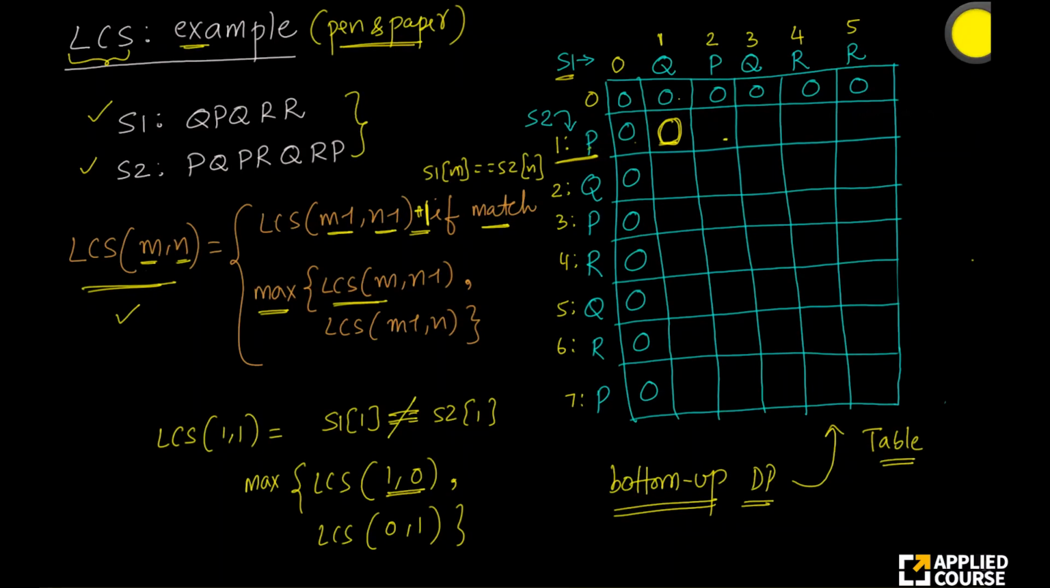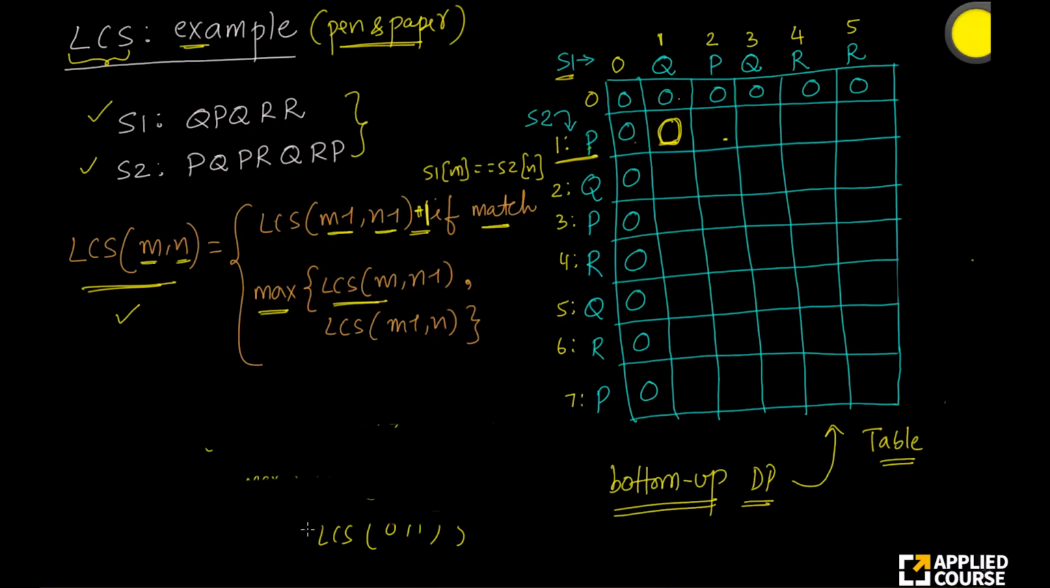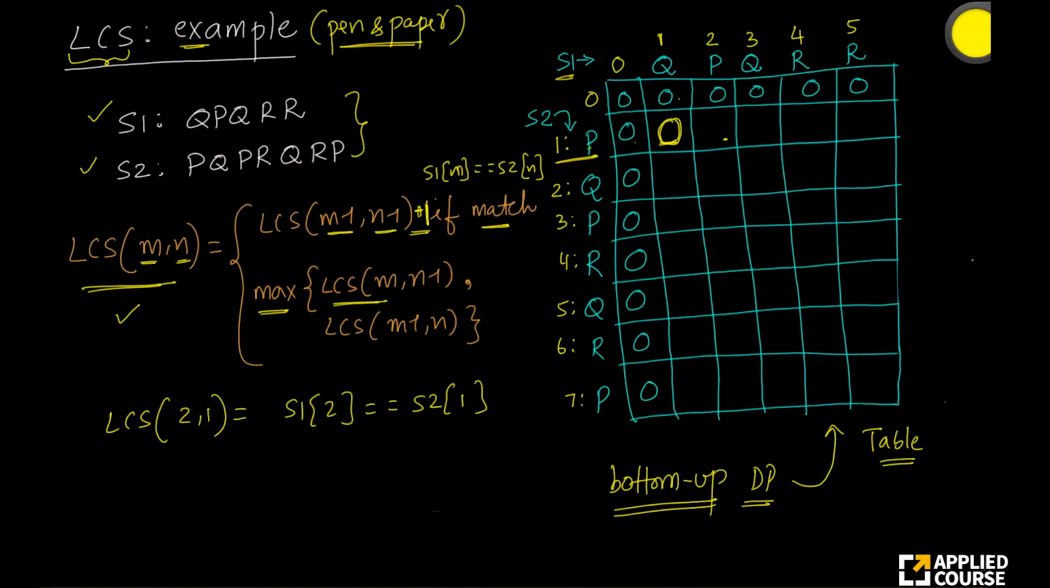So again, let's write that. What are we computing? LCS of 2, 1. What should this be equal to? If S1 of 2 is the same as S2 of 1, then we have a match. Look at this. S1 2 is P, S2 1 is P. So there is a match.